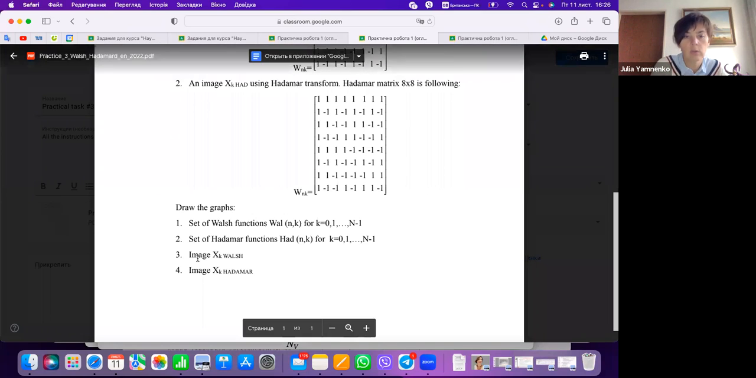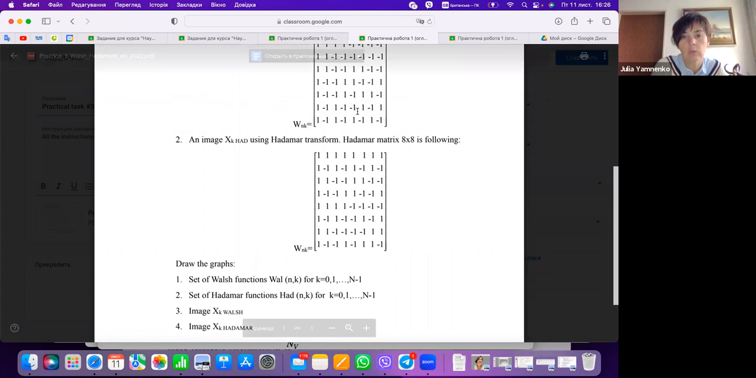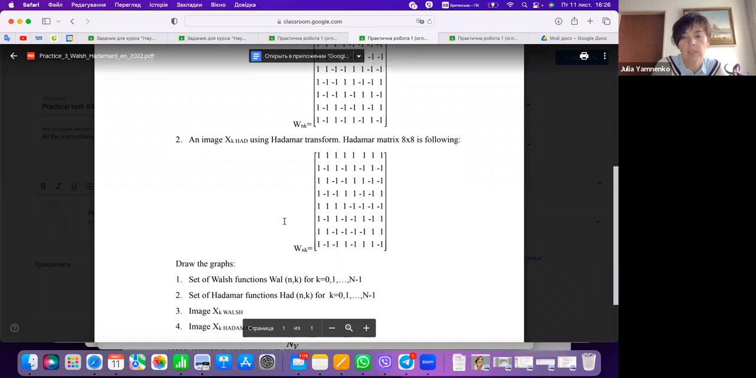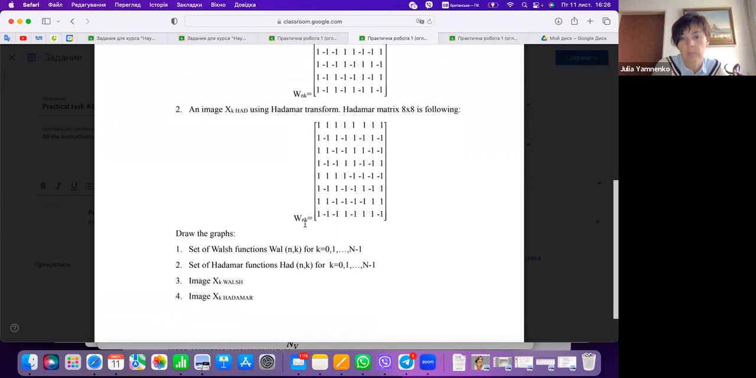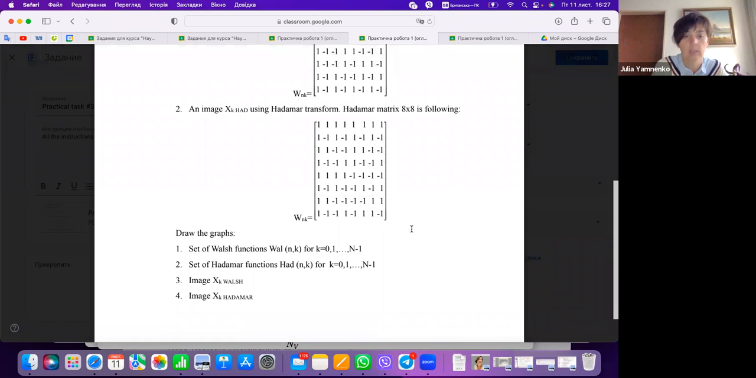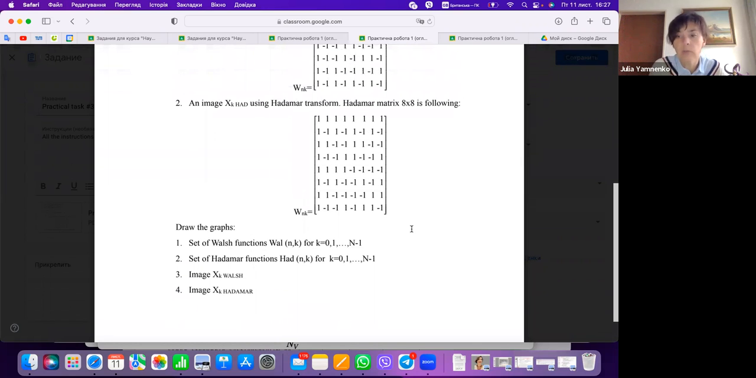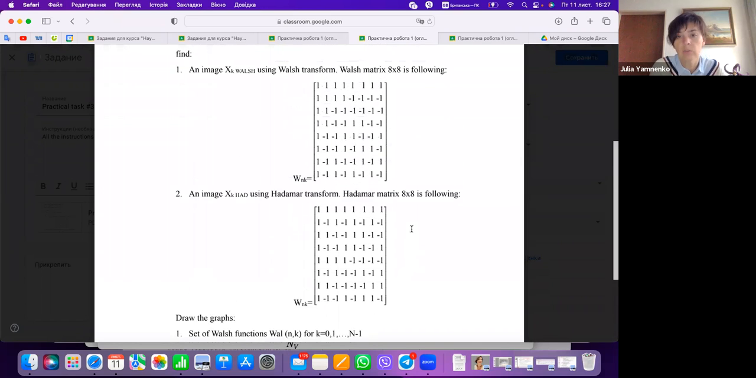And also you have to put on the graph the image of what you calculated in the first part, the Walsh spectrum where you used the Walsh matrix, and then the image of the Hadamard spectrum that you calculated using the second matrix. So that's all. That's it for practical task number 3.